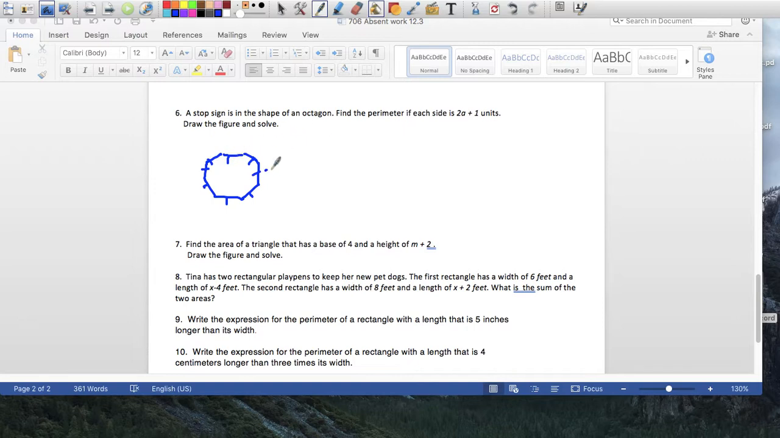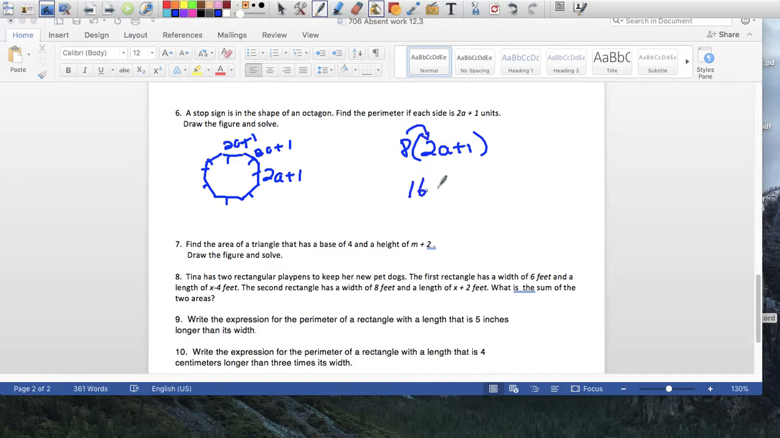And each side is 2a plus 1. So I'm not going to write this 8 times, but I'll write a few times. Each side of this would be 2a plus 1. We want to find the perimeter. It would be 8 times 2a plus 1. Or if you want to go the extra mile, you can write 2a plus 1 plus 2a plus 1 plus 2a plus 1, 8 times.